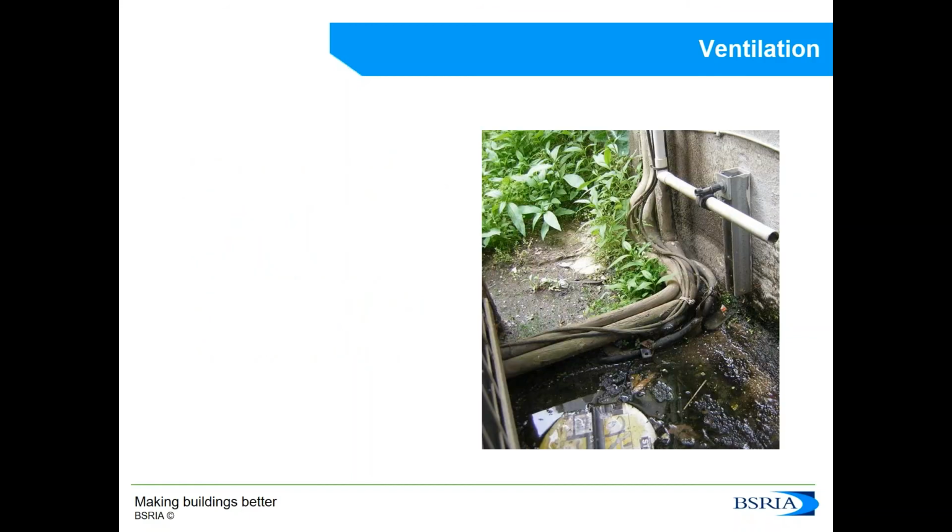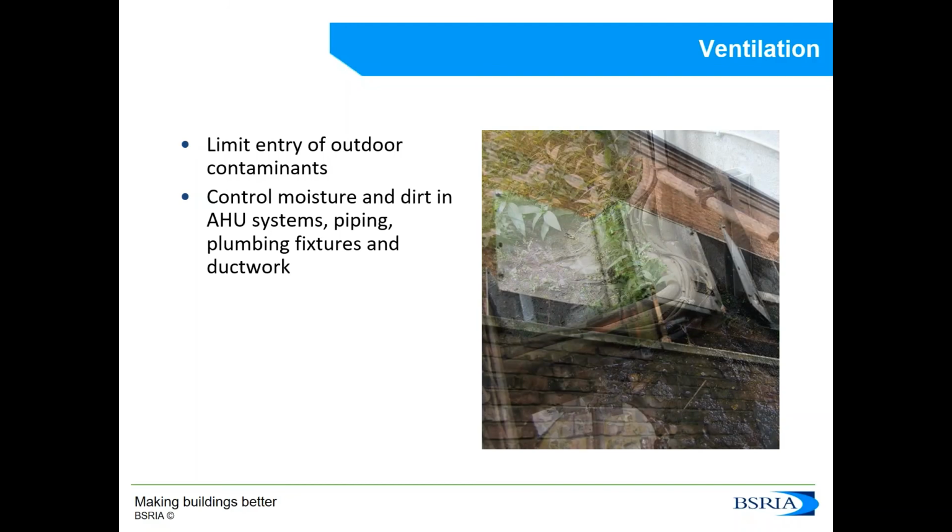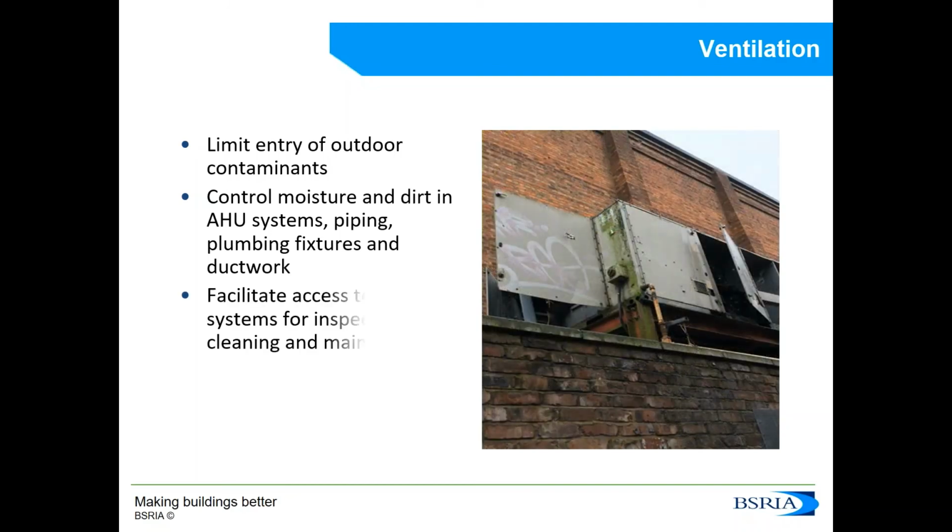Unfortunately, sometimes when we go on site, we find images of the ventilation system like this one. So if we want good indoor air quality, we want to limit the entry of outdoor contaminants, such as radon or nitrogen dioxides or particles, by having good filtration, or the radon methods that we talked about before. But we also want to have a cleaned, maintained, and easy to access ventilation system.